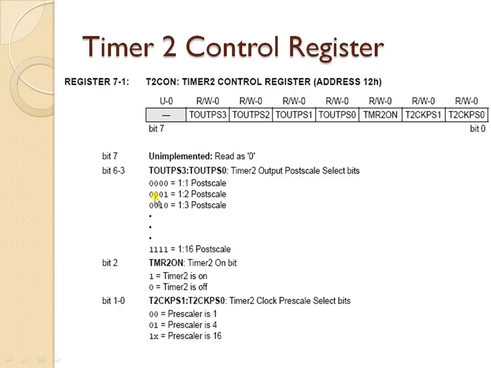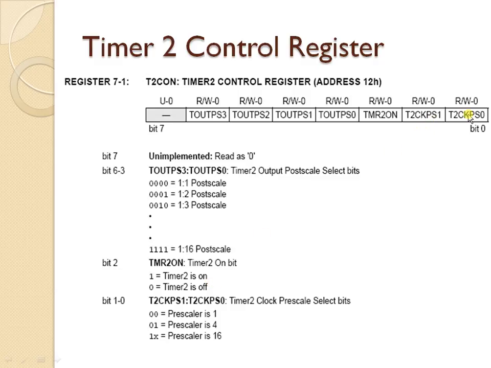If you program it to 0001, after overflow it will stay for 2 clock cycles and then generate an interrupt. If you program it to the next combination, then after overflow it will stay for 3 clock cycles and then generate an interrupt. And then we have the Timer 2 ON bit. This is for enabling or disabling, the on and off, of this timer.